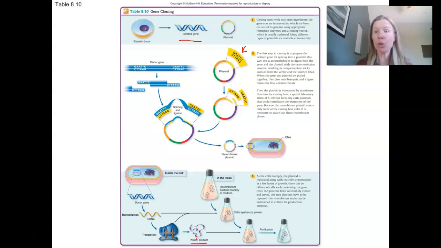But this is huge in biotech and genetic engineering. We now have bacteria, I think they mostly use E. coli, in huge vats that can produce human insulin, human growth hormone, and certain clotting factors that maybe a hemophiliac needs. Really crazy that we can use bacteria as little factories to produce the proteins that we're interested in.